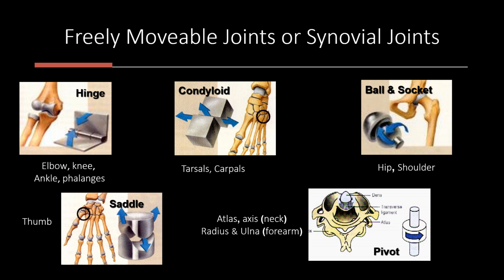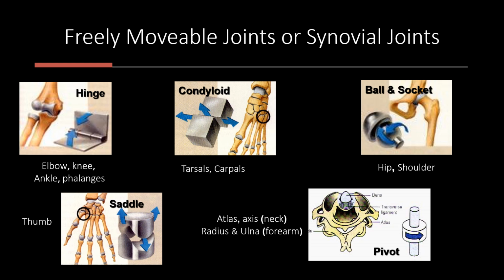We have the hinge between the humerus and the ulna, which allows us to flex and extend, but we also, between the radius and the ulna, have this pivot joint, which allows our hand to what we call supinate when it's face up and pronate when it's face down. So that is a pivot joint as well.